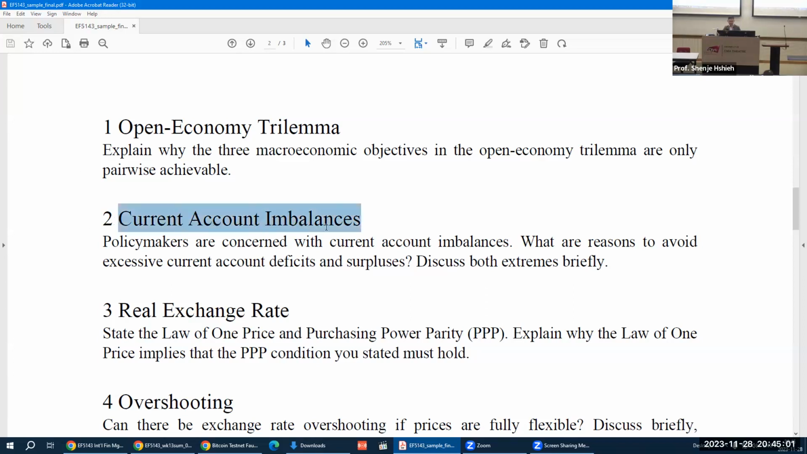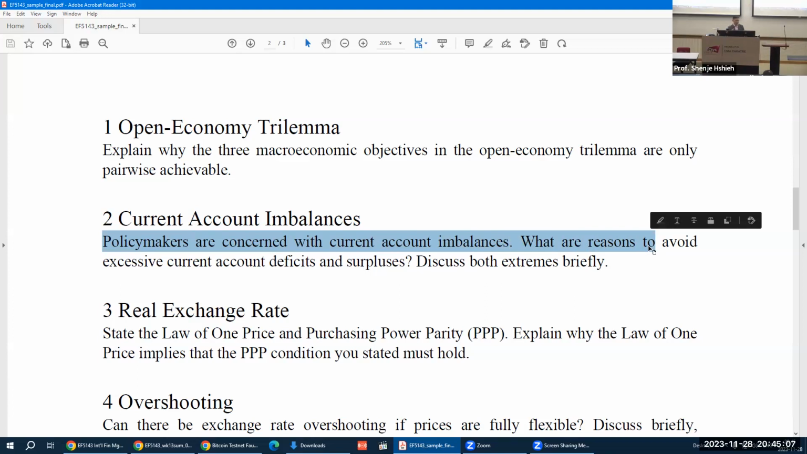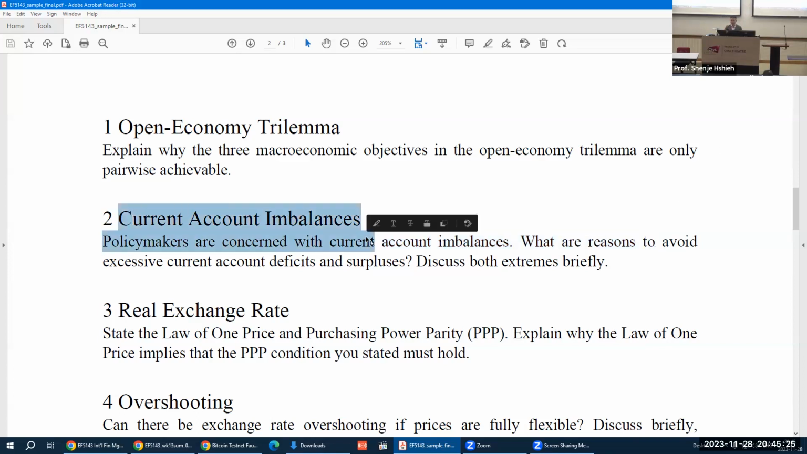All right, current account imbalances. Policymakers are concerned with current account imbalances. So imbalance just means the current account is not zero, right? So in this class, we talked about the current account in two ways, right? One in terms of imports and exports, but also in terms of lending and borrowing between countries. And we talked about the pros and cons of having a large positive current account and also a negative current account.